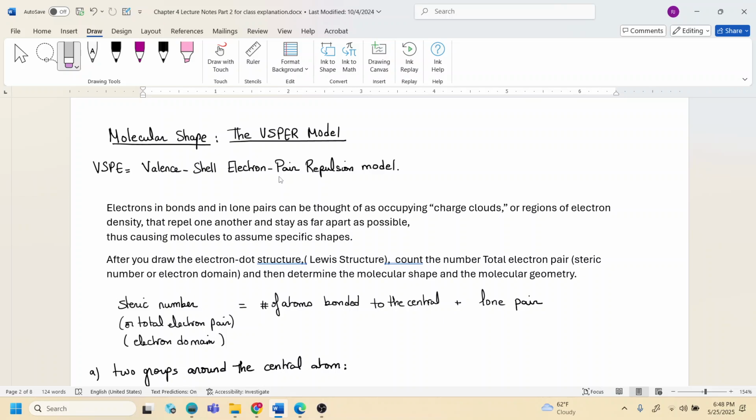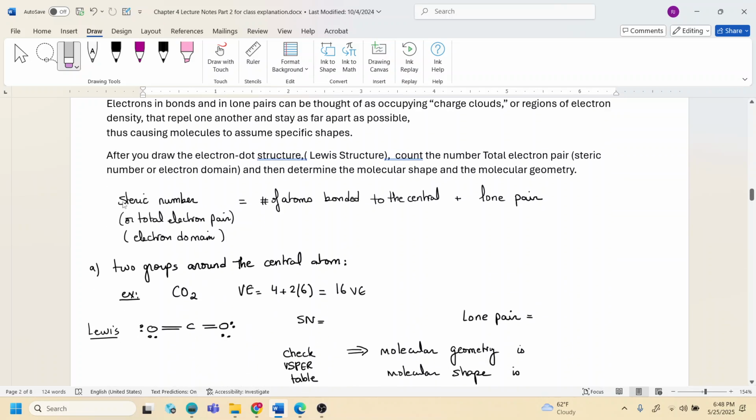In order to know this, we need to start from the Lewis structure. So the Lewis structure is the most important thing in there. You have to get your valence electrons, draw your Lewis structure. Once you draw your Lewis structure, you have to calculate what we call the steric number.